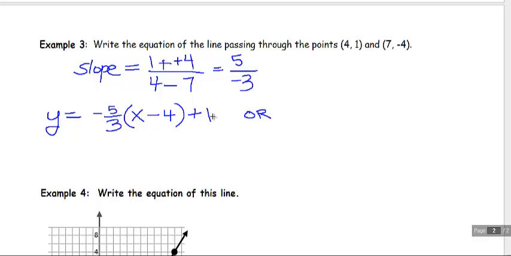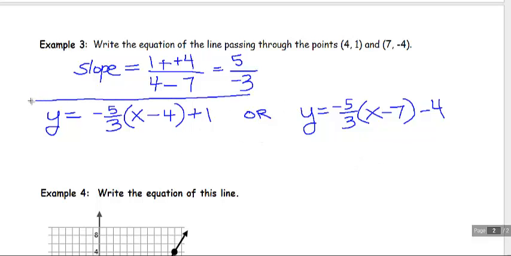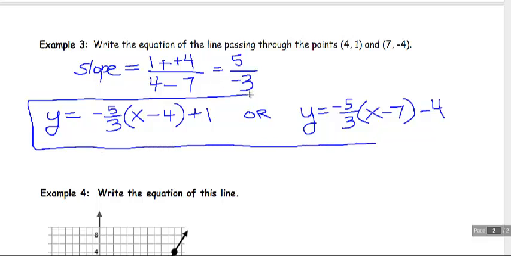I didn't have to pick this one. I could have picked the other point. This is also an acceptable answer. We could do the same slope, except inside here we could do x minus 7, and out here a -4. Either one of these is correct. So this is what we just did, this is a very important skill to have going forward for all high school math classes. Can you take 2 points and write the equation of a line that goes through those 2 points?